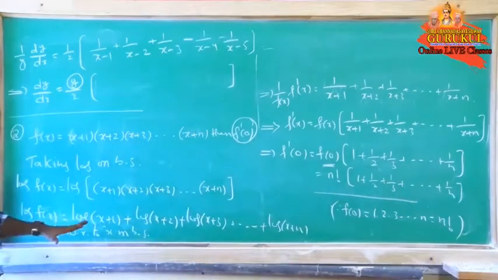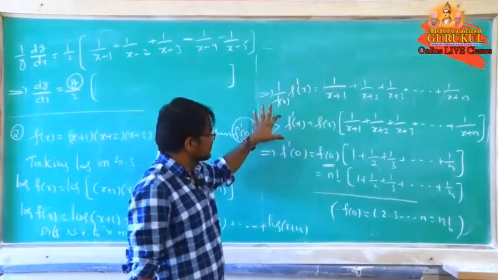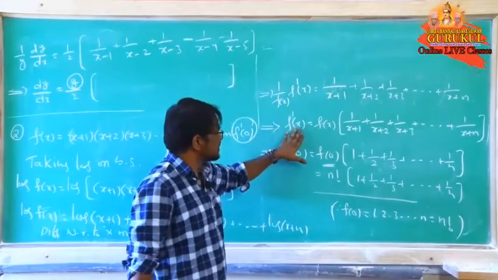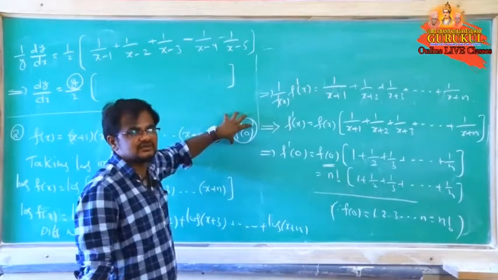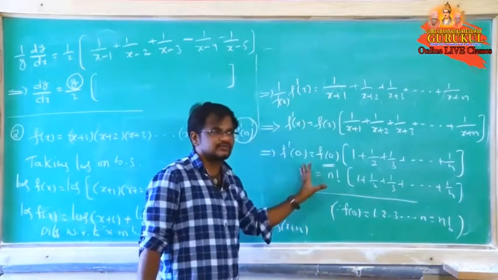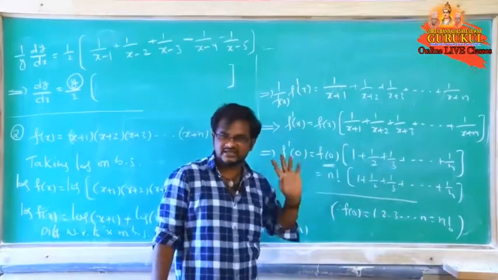After that, differentiating with respect to x on both the sides, you get f dash x by f of x. Taking cross multiplication, f dash of x. Now what value do you want here? f dash of 0, so substituting x equal to 0. So f of 0 means n factorial, and the remaining part you got. Okay, right?